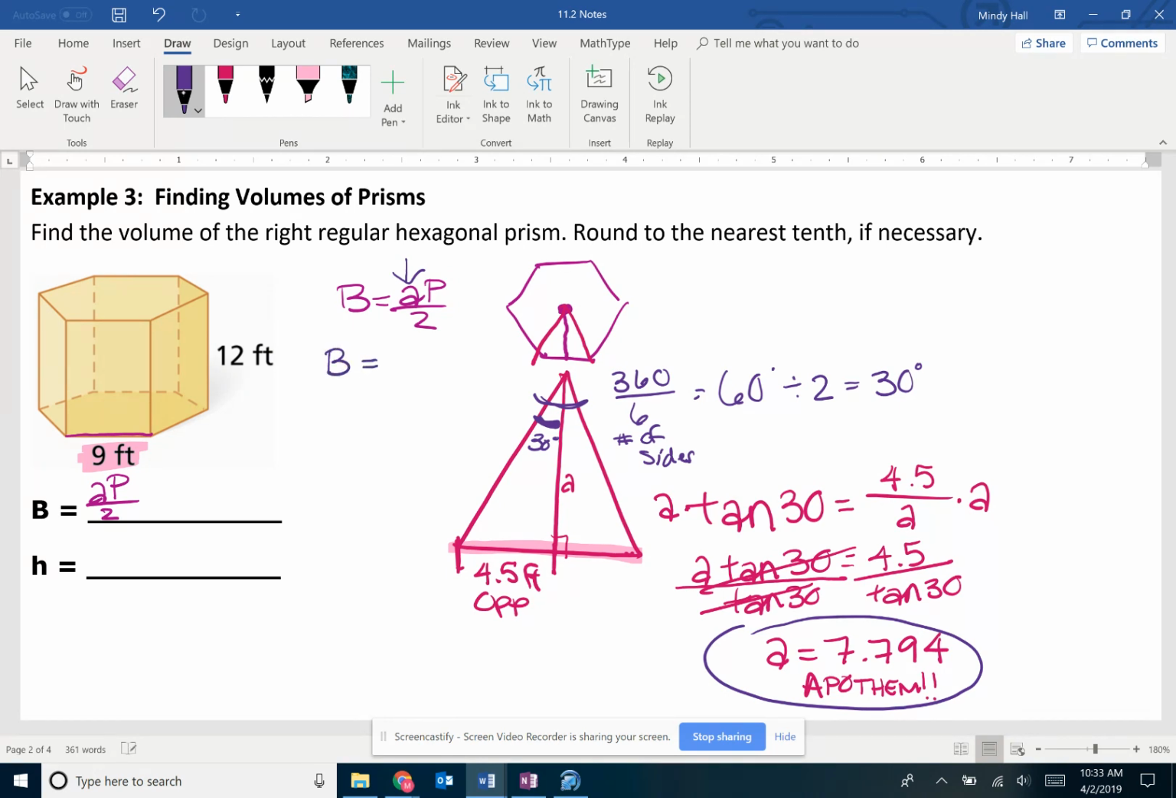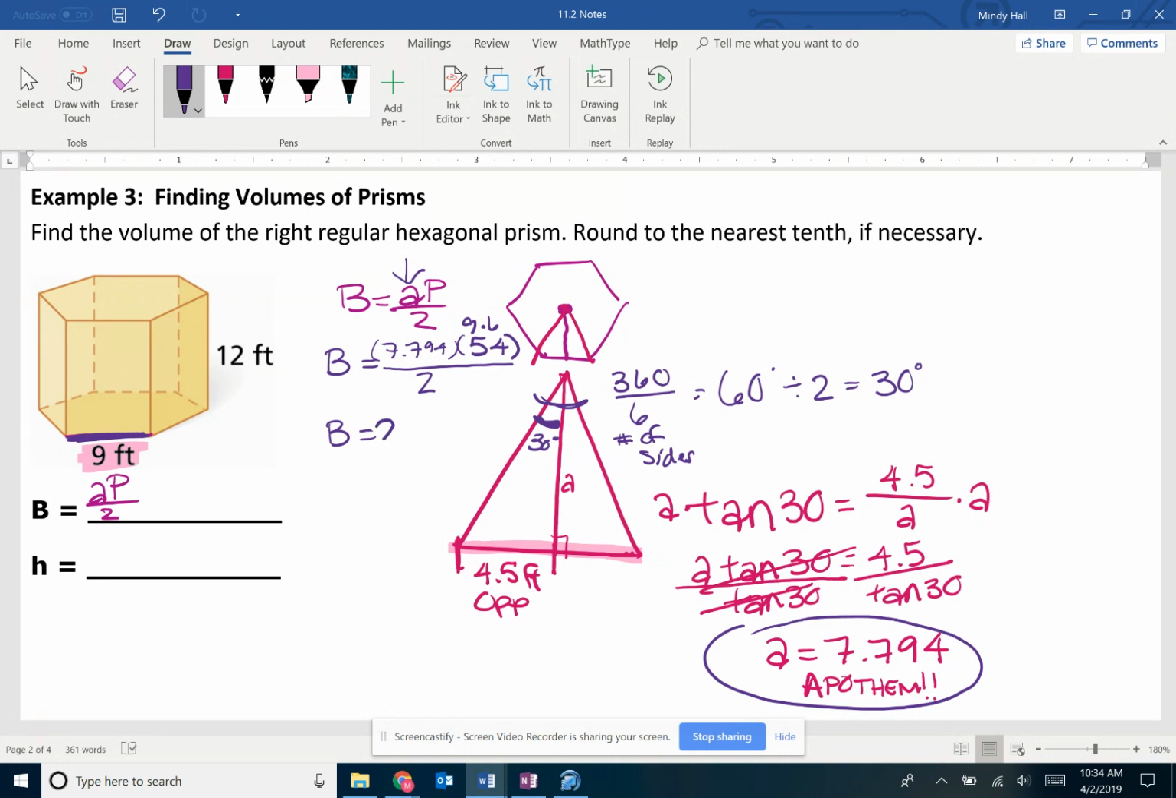So my base area is going to be 7.794 times my perimeter, which my perimeter is, I have 9 foot long sides and there's 6 of them. So 9 times 6 is 54. And all this is going to be divided by 2. So again, on my calculator, I have not cleared it. I'm just going to go straight from the answer I have, and I'm using a graphing calculator. So if you have a regular scientific, this might not work, but I'm just going to hit times 54 divided by 2.